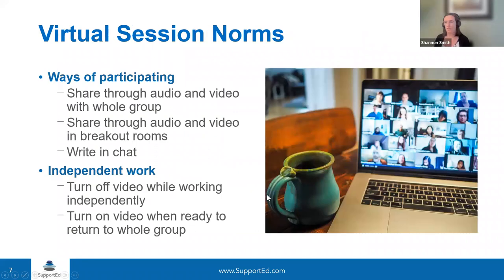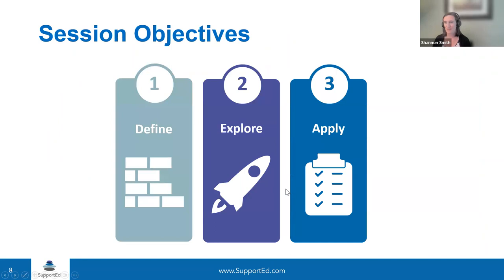And just some virtual session norms. We're going to have a lot of opportunities for participation. One way is when asked to share through audio and video with the whole group, share through audio and video in breakout rooms, and also engage in the chat. We will also have some independent work time, but at that time you can turn off your video while working independently and then turn it back on when it's ready to return to the group.